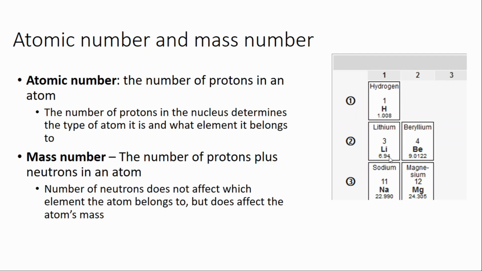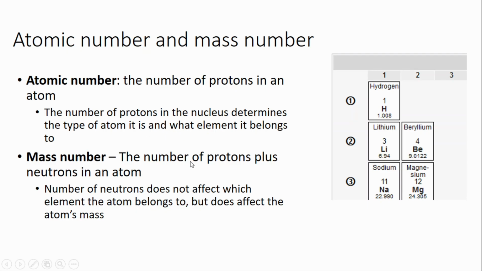The number below it is known as the mass number, and the mass number is the number of protons plus neutrons in an atom. So overall, it's the mass of the atom, and remember the majority of the mass is in the protons and the neutrons, so we can get the mass number of an atom by adding the protons and neutrons. And at this point you might be thinking, why don't we add the electrons as well? Because they are also part of the atom.